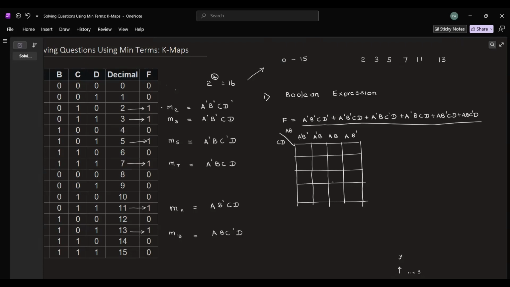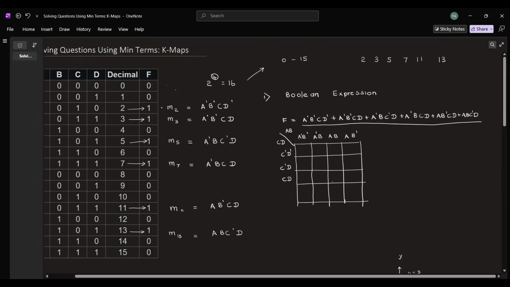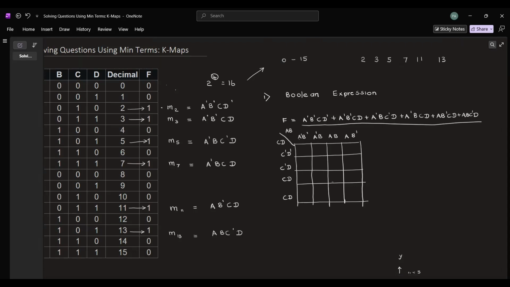Similarly for CD also. So C bar D bar, C bar D, and then we will have CD, and then finally we will have CD bar. So here we have C bar, C bar, C, C, D bar, D, D, D bar, A bar, A bar, A, A, B bar, B, B, B bar.